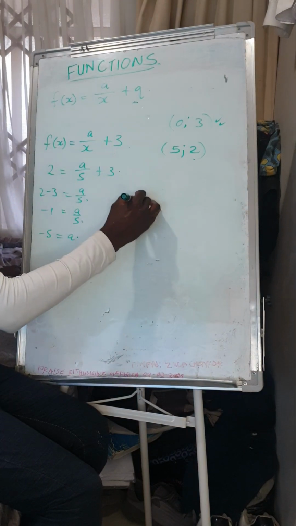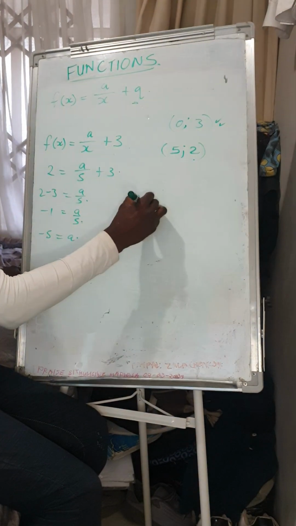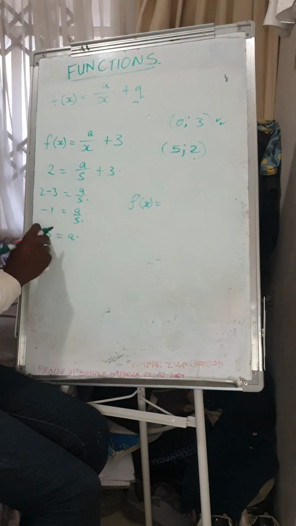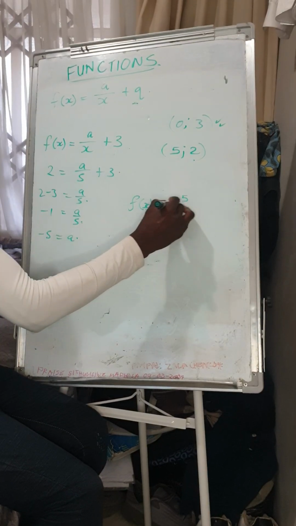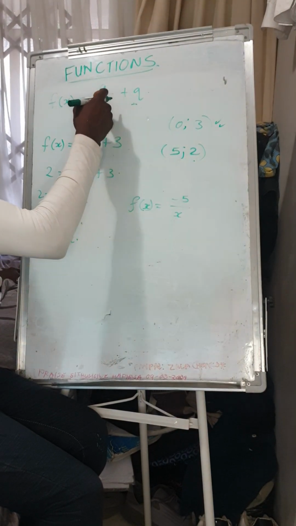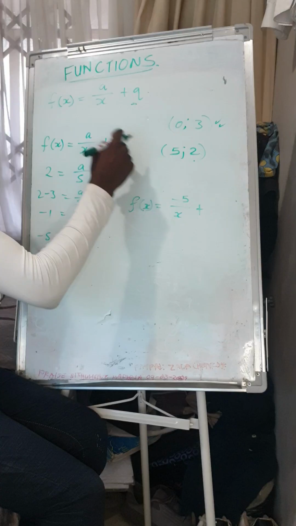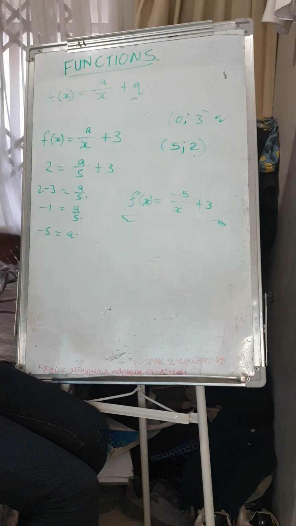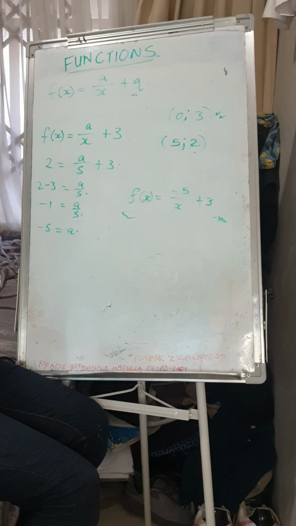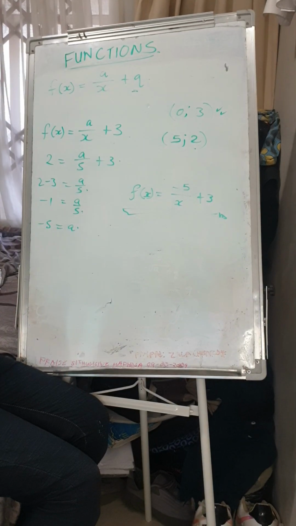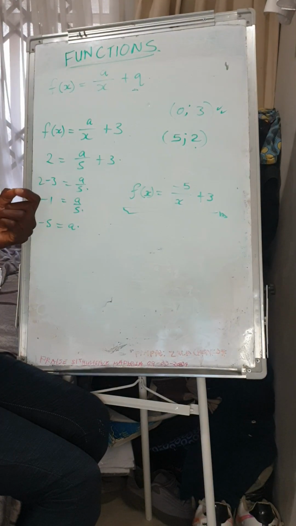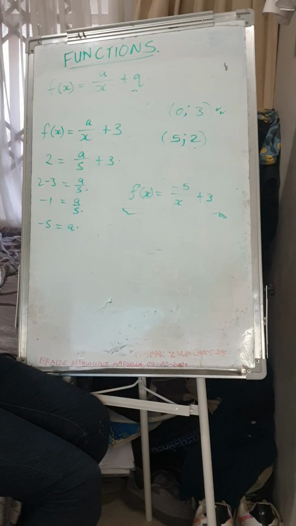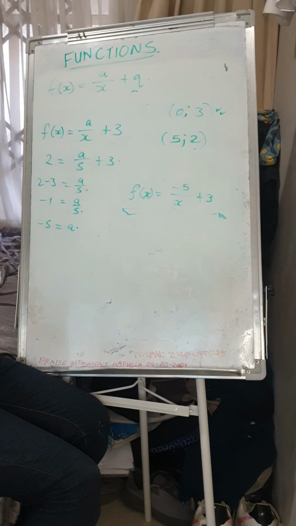You got a new thing. So you have f(x) equals, now you take this value, minus 5 over x. Remember it says over x. Then plus 3. There you are done. You are very done right there. You have found the equation of the hyperbola. Oh, this is nice, huh? This is really nice.